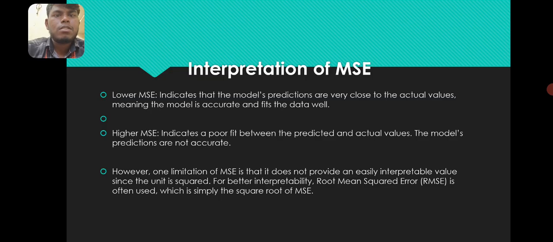Interpretation of MSE. A lower MSE indicates that the model's predictions are very close to the actual values, meaning the model is accurate and fits the data well. A higher MSE indicates a poor fit between the predicted and actual values. The model's predictions are not accurate. However, one limitation of MSE is that it does not provide an easily interpretable value since the unit is squared. For better interpretability, root mean squared error is often used, which is simply the square root of MSE.